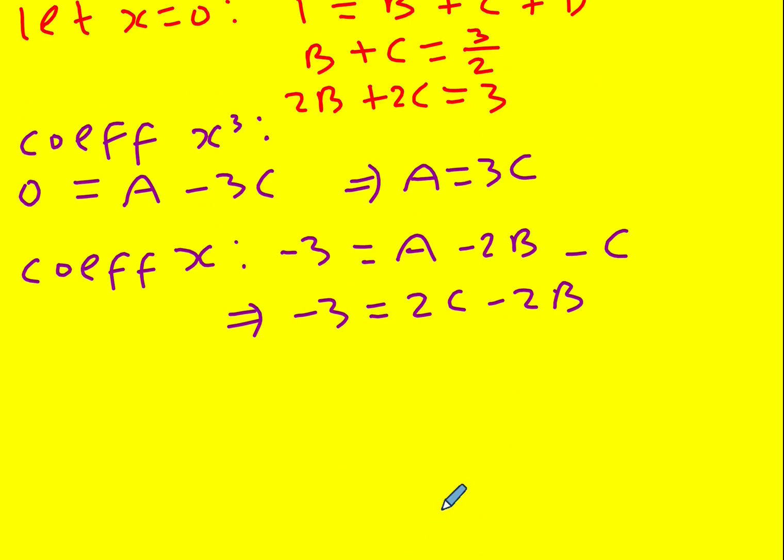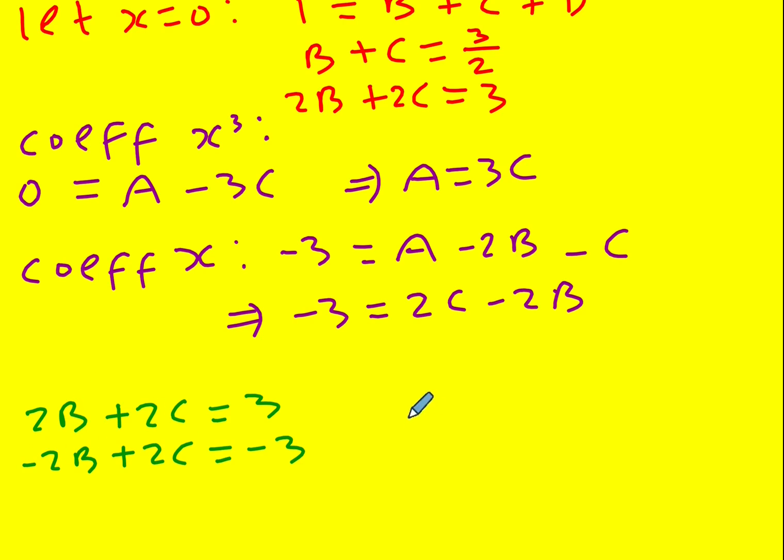So I can add these two together. I'm just going to write them out again. 2b plus 2c is equal to 3. And minus 2b plus 2c is equal to minus 3. So if I add these together, I'm going to get that 4c is actually equal to 0. And therefore c is 0.